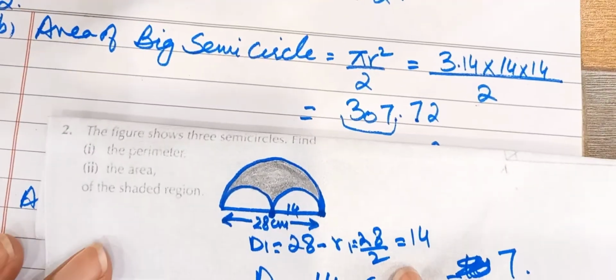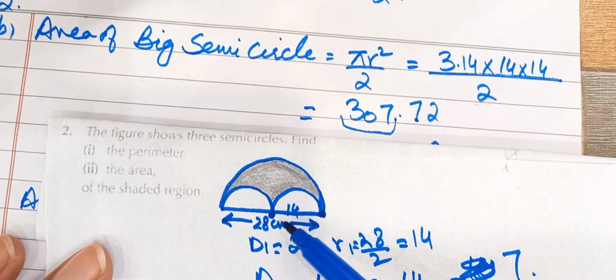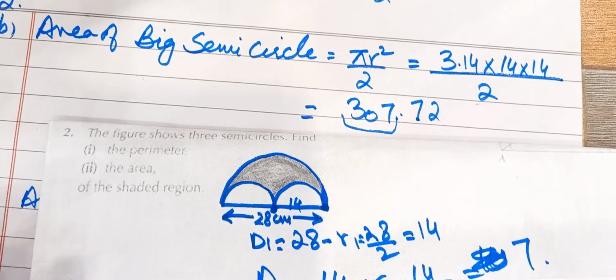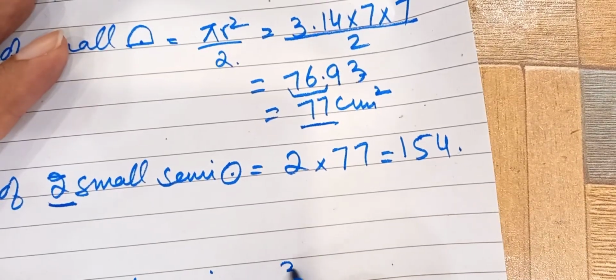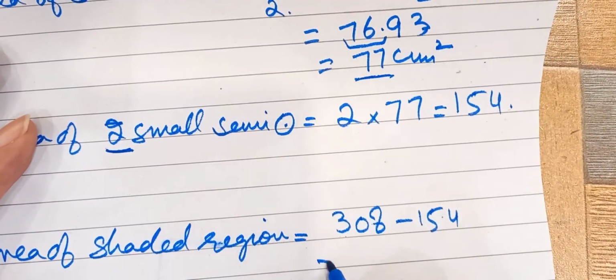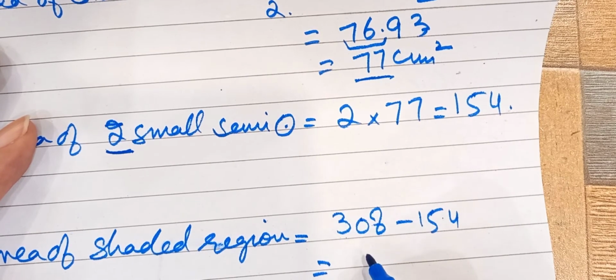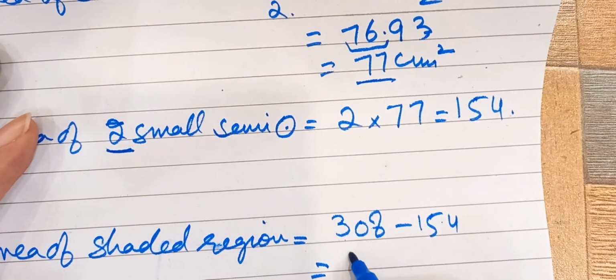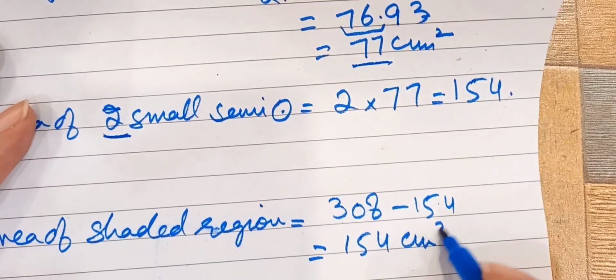Now the area of the shaded region. How are we going to attain the area of the shaded region? I would subtract the area of these two small semicircles from the area of the big semicircle and get my required result. So the area of the big semicircle was 308 and the area of two small semicircles is 154. 308 minus 154, the answer is equivalent to 154 centimeters squared.